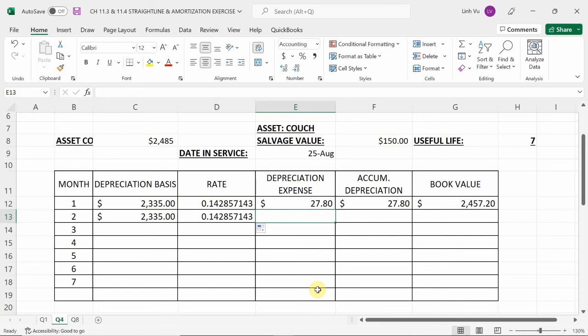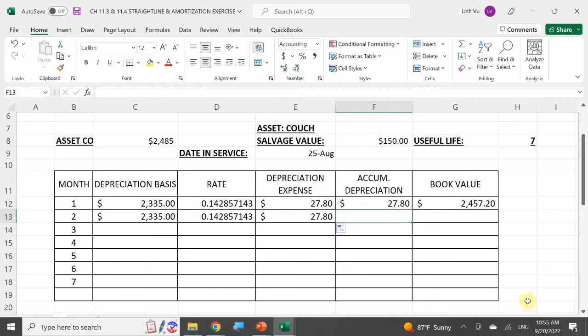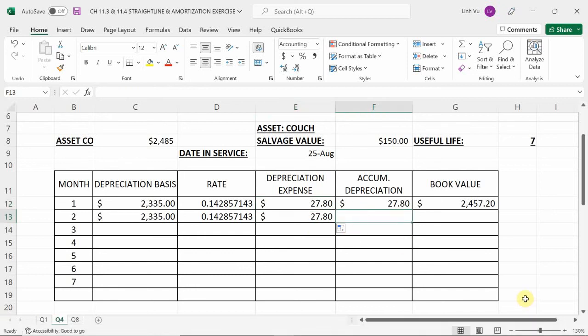If the 333 was supposed to be for the whole year, how much is it going to cost me to depreciate for 1 month? Okay, 27.80. Correct. Because the basis and the rate are the same, and you're still depreciating for the month, not for the year. So in this case, every month we already calculated it. It should be $27.80.